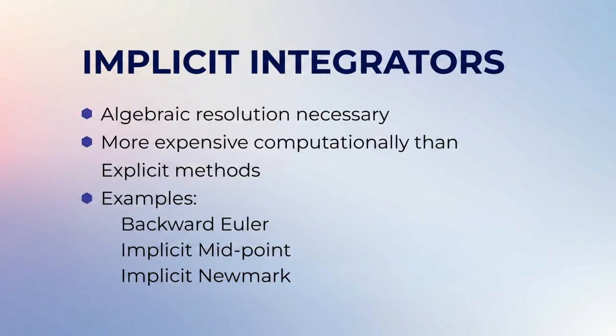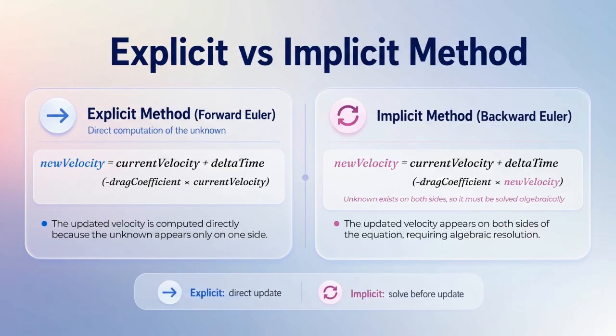Implicit integrators are more expensive than explicit integrators because they force you to solve algebraic equations at each time step. Examples include backward Euler, implicit midpoint, and implicit Newmark. They are called implicit because the unknown future state appears on both sides of the update equation.